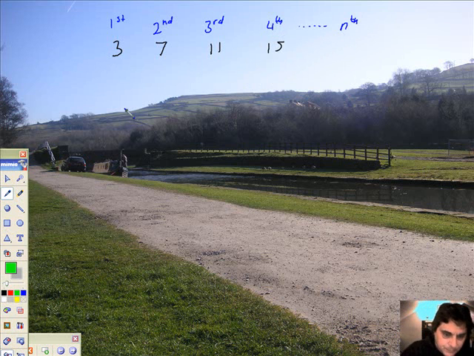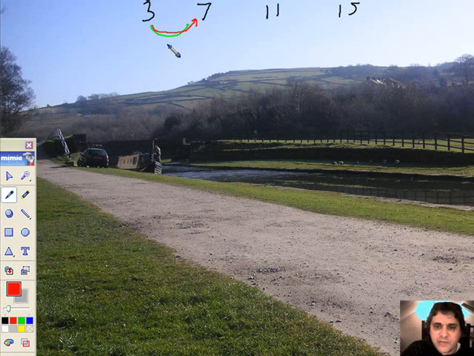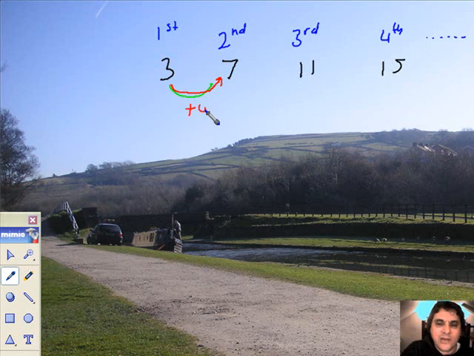Now check this. This is what I do. I say to myself, let's just change it to red, it's a bit brighter. How do you get from 3 to 7? You add on 4. How do you get from 7 to 11? You add on 4. How do you get from 11 to 15? You add on 4. Guess what? It's a 4n rule straight away.